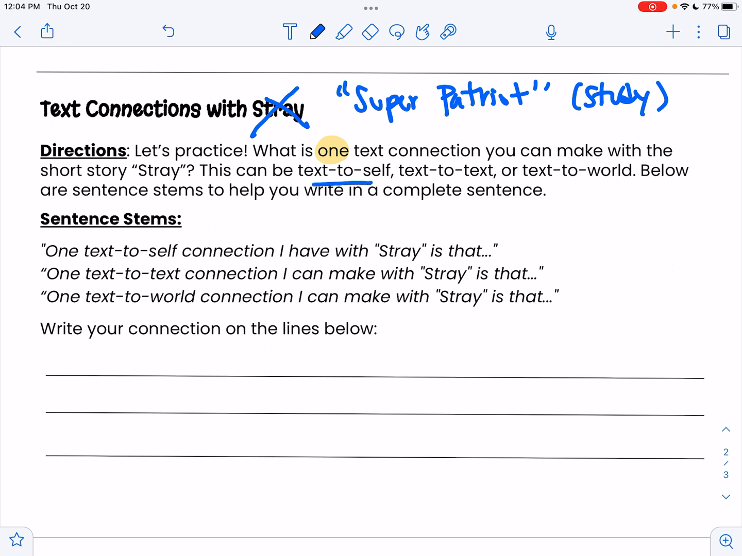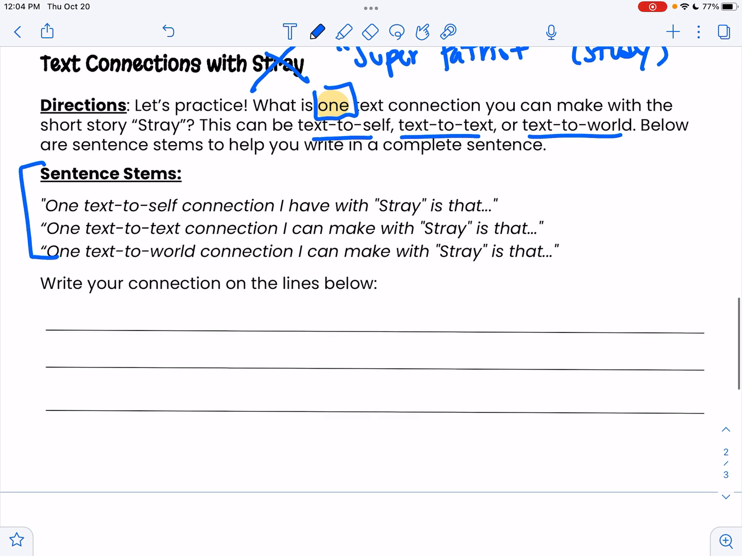So text to self, text to text, or text to world. You only need to choose one of these that you can make. These are sentence stems that you can use. Sentence stems are to help you write out your responses. So maybe I want to do a text to self connection with Super Patriot, not Stray.